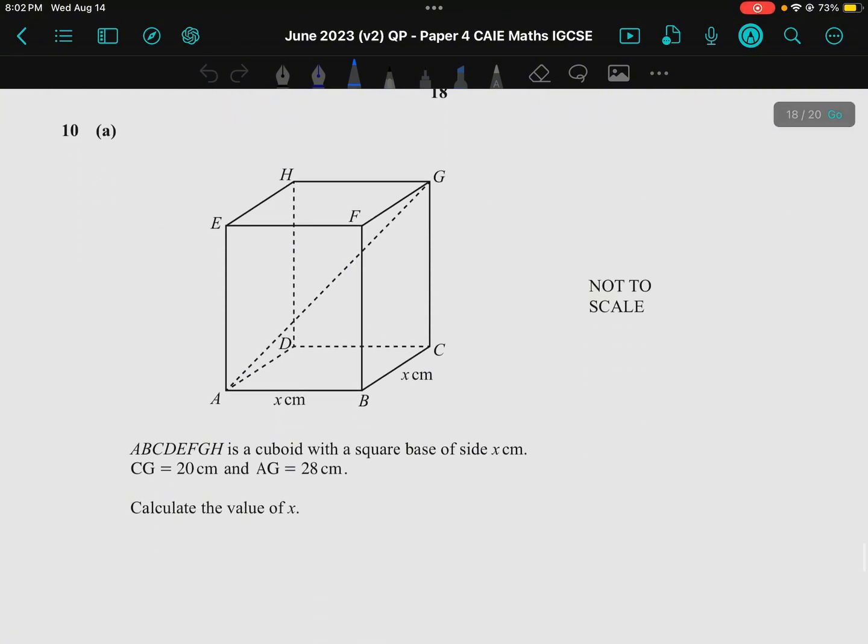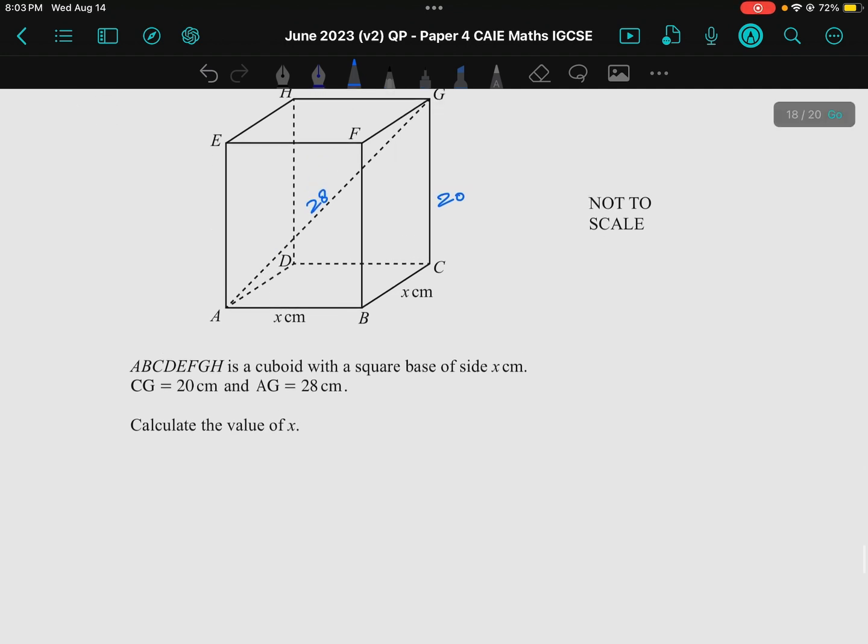Question number 10. ABCDEFGH is a cuboid with a square base of side x centimeter. CG equals 20 centimeter. AG equals 28 centimeter. Calculate the value of x. Okay, first of all, join A to C. Since this is a cuboid, this angle is 90 degree.